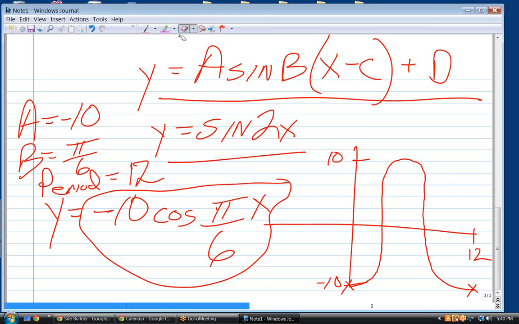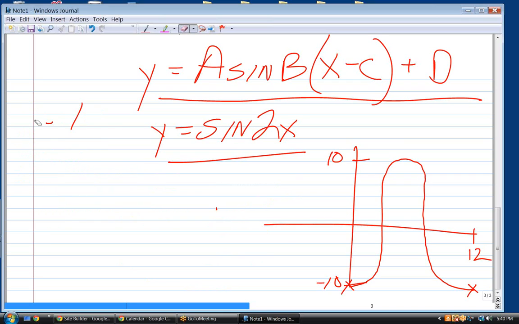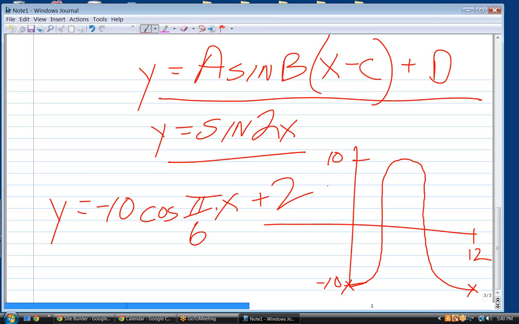D is relatively easy. If there is a D, it just moves everything up by that amount. In other words, this was y equals -10 cosine of pi over 6x. If I put a +2 on that, then this whole curve just shifts up 2 units. So it now goes from 12 to -8. Okay.